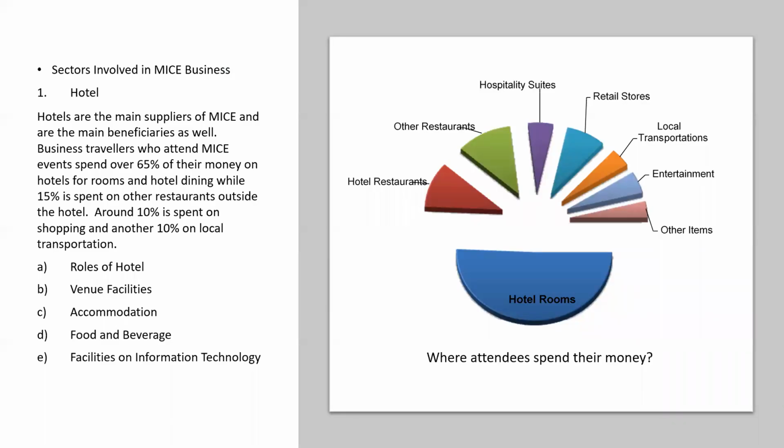Sectors involved in the hotel and the MICE business. Number one, hotels. Hotels are the main suppliers of MICE and are the main beneficiaries as well. Business travelers who attend MICE events spend 65% of their money on hotels for rooms and hotel dining, while 15% is spent on other restaurants outside the hotel. 10% is spent on shopping, another 10% on local transport. Let us now see the role of hotels in the MICE segment, where the venue facilities, accommodation, food and beverage, and the facilities offered in the way of IT or information technology are equally important.